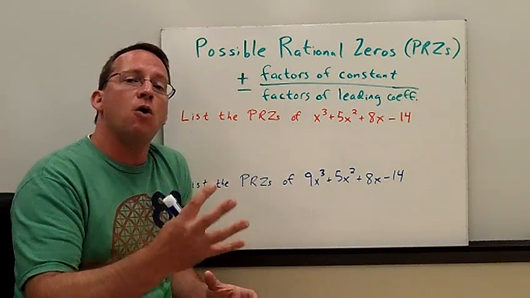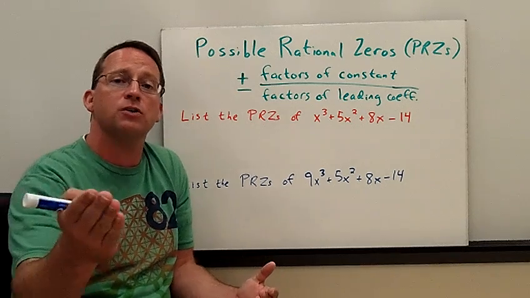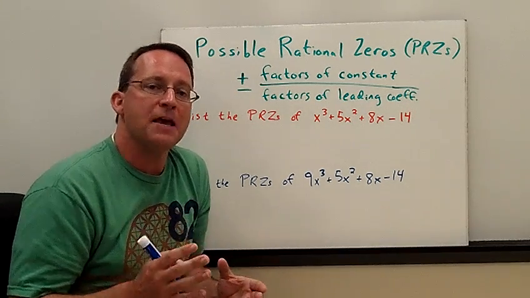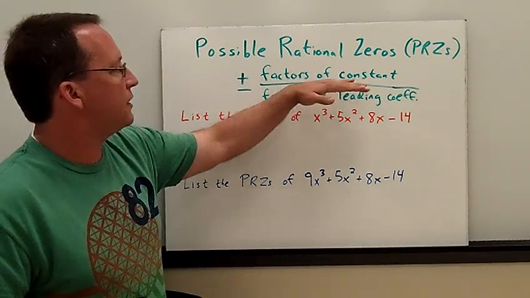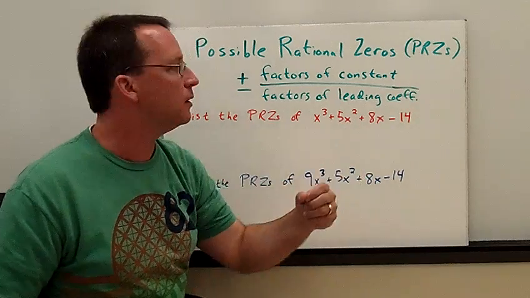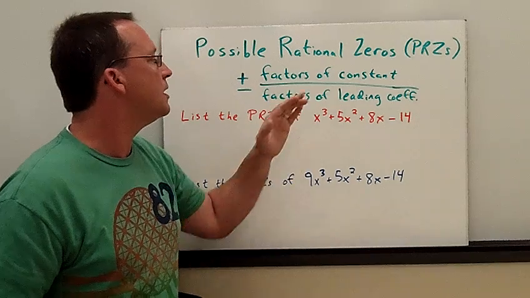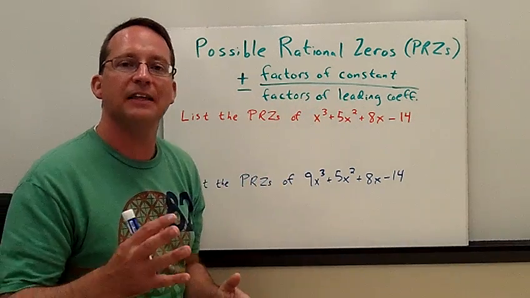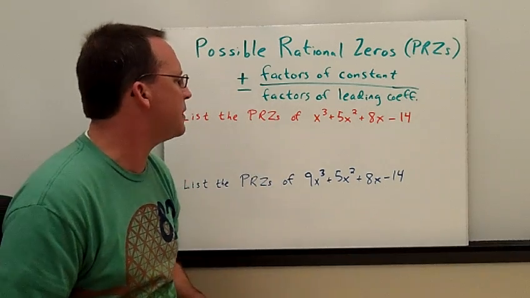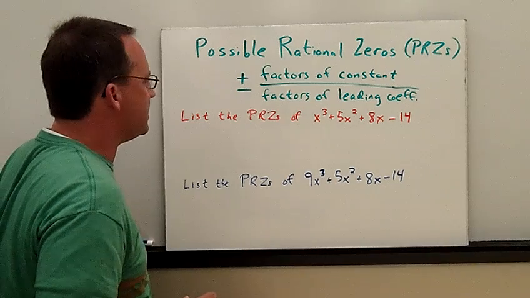So to figure out all of your PRZs, all of your possible rational zeros, you have to look at your expression, look at your polynomial, and your PRZs are all the factors of your constant that's on the end of your polynomial, all the factors of those, positive or negative, divided by any factors that the leading coefficient might have. And I've got a couple examples for us to go through here, just listing out our PRZs.